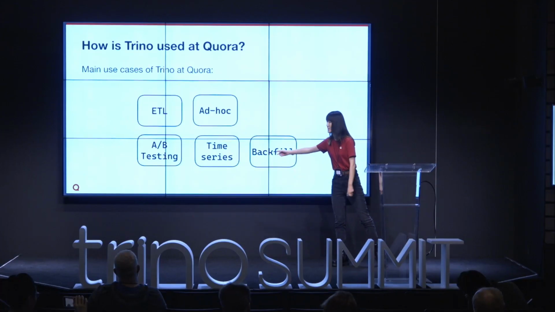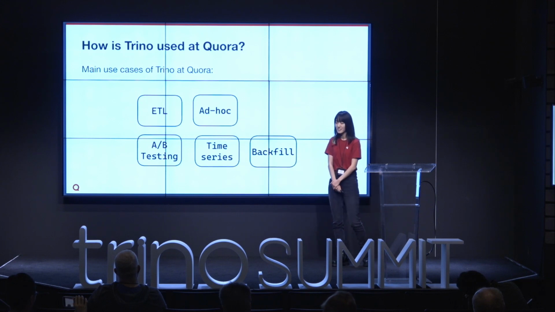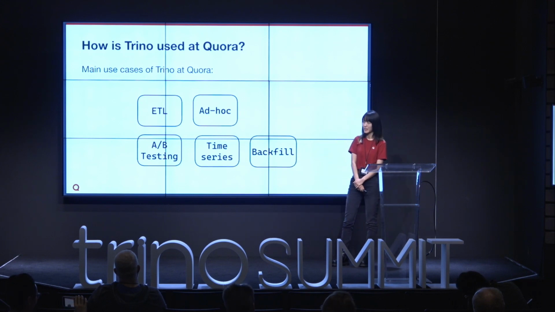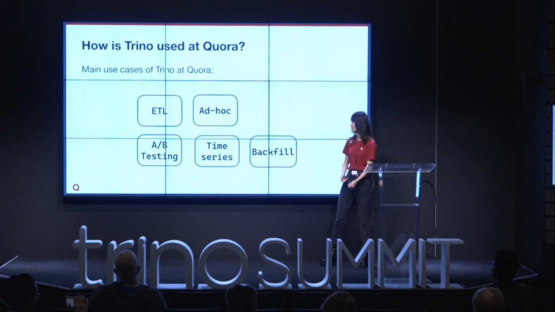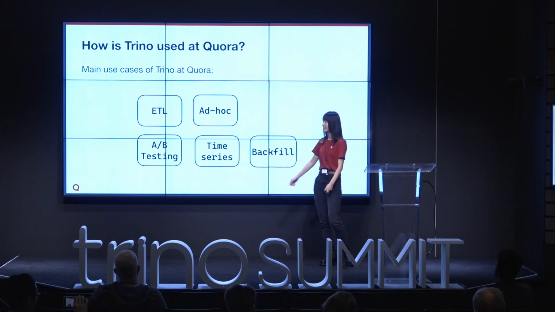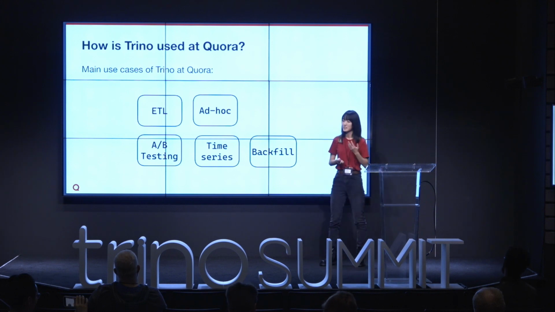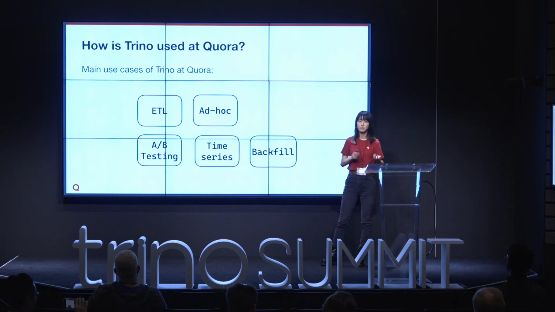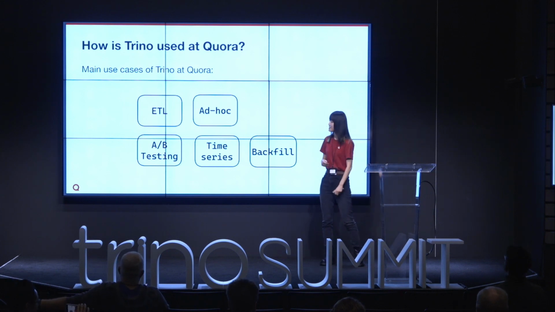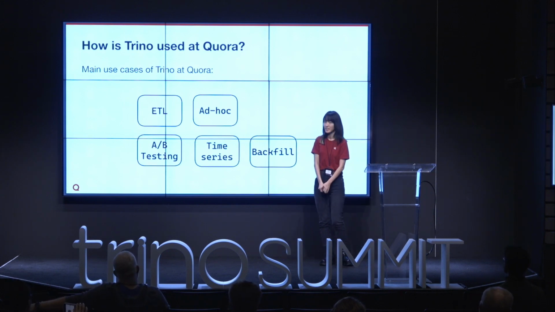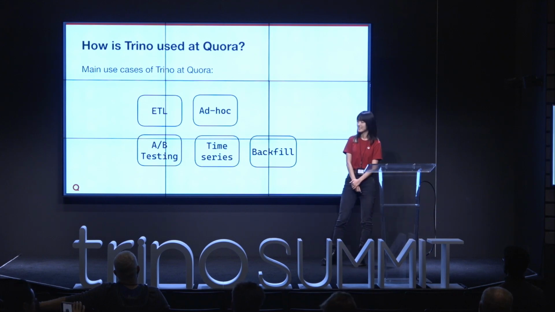The next one is the A/B testing data pipeline. This is a really critical pipeline we have at Quora, as most of our product decisions are based on the results produced by this pipeline that measures the impact of each product change. This pipeline is powered by Trino and produces results on a daily basis. This is also our most resource-intensive use case.